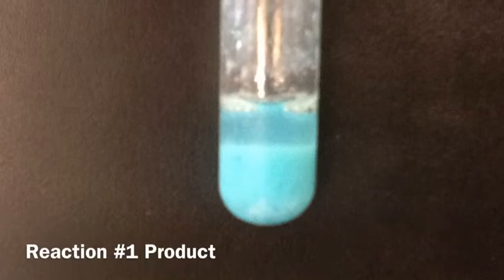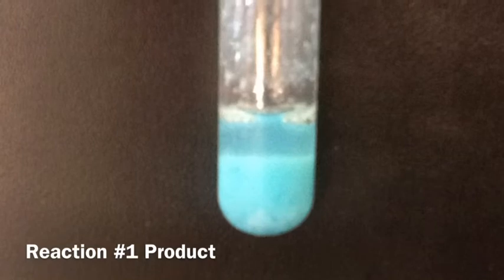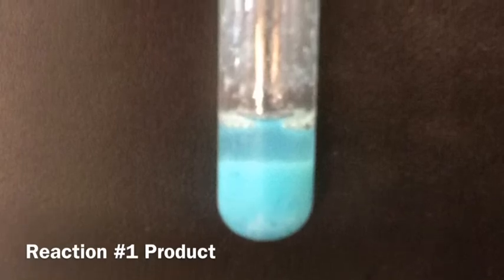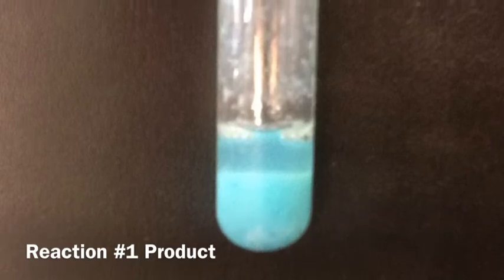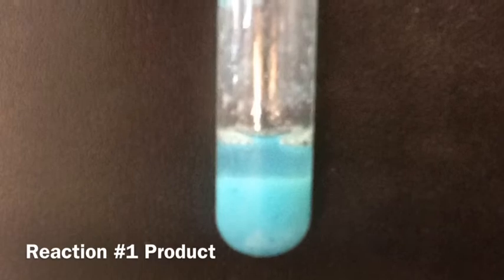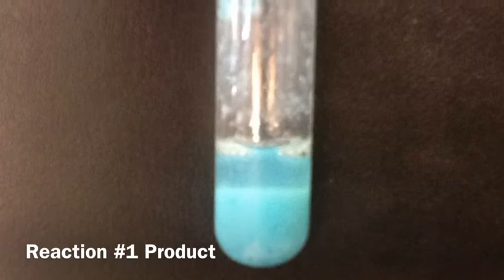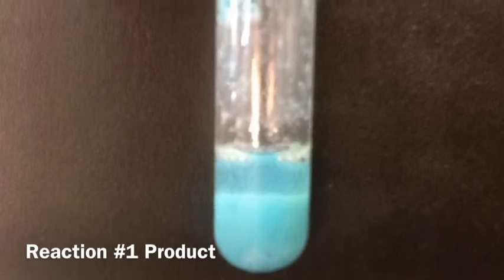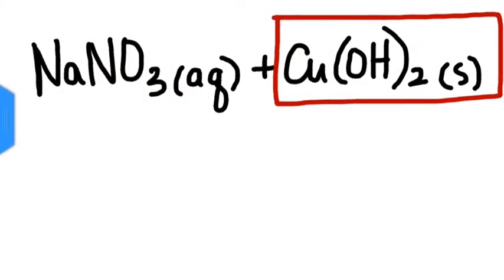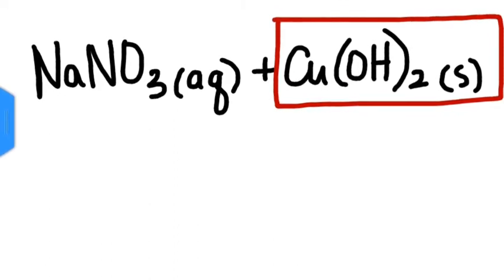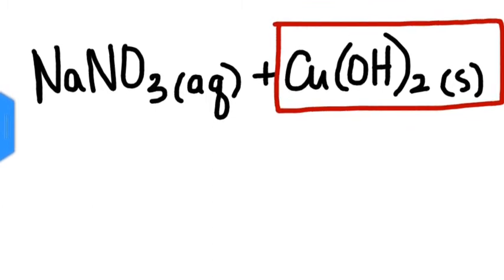Here's a look at the first product or set of products. You can see that the copper 2 hydroxide, the blue precipitate, is starting to settle to the bottom of the test tube, and the sodium nitrate is still dissolved in the solution, so you can't see it because it's a white solid, and when that white solid dissolves in the solution, it becomes colorless. If we take a look at the product side of the equation again, you can see we have sodium nitrate and copper 2 hydroxide, and the copper 2 hydroxide is the blue solid.